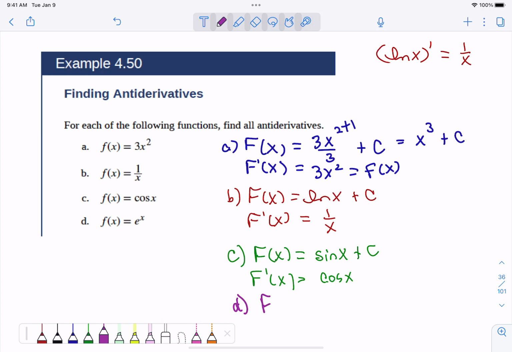And then finally, which function's derivative is e to the x? E to the x, but there could have been a constant there. And you can check it. The derivative of e to the x is e to the x. The derivative of a constant is 0. That's why the constant's there. It could have been plus 2, plus 7, plus 1/2, plus 1,000,000. Who knows?